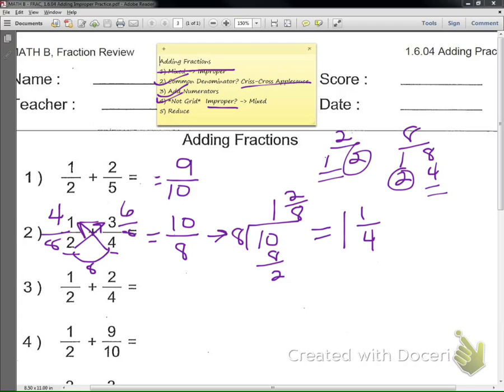Go ahead and try number 3. Push pause while you're working on it, and push play when you're ready to check.